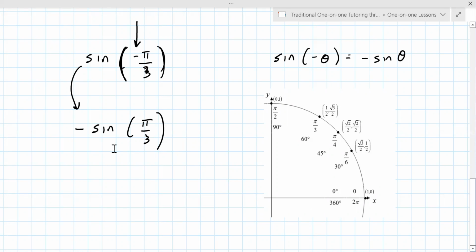The more you look at it, the more it'll slowly help you build it back. But if you recall, sine is the y value. So what is the y value here on the unit circle? Square root 3 over 2. Right. So this becomes negative square root 3 over 2. This is the first way that you will use the even and odd properties of sine and cosine. All right, so let's do another here.